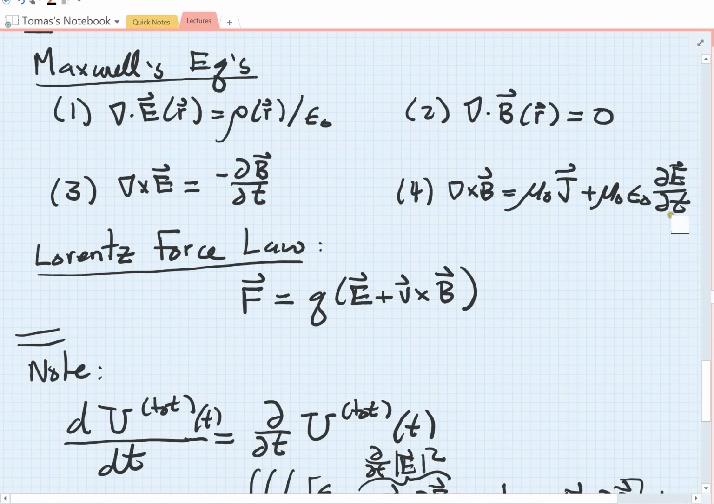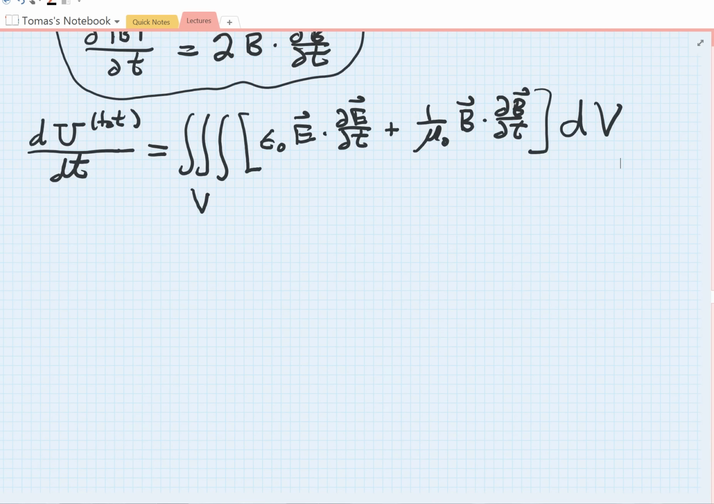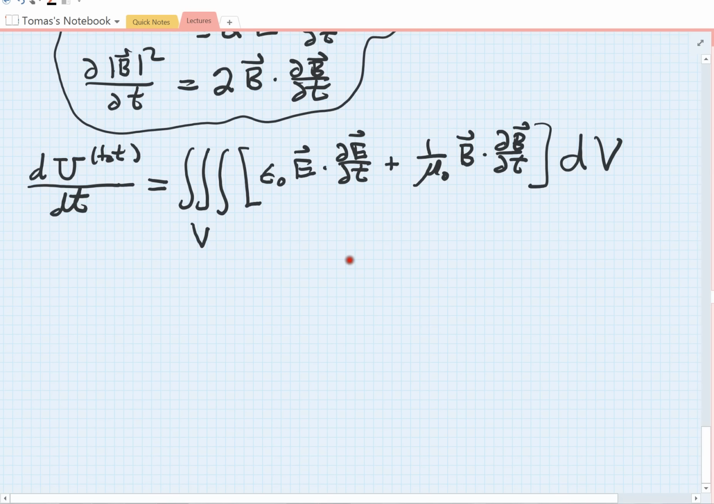Here is the time derivative of the electric field. So I can substitute in for this, right? To solve for dE/dt, for this fourth Maxwell equation, what I would do is subtract mu naught J from the curl of B, and then just divide by mu naught epsilon naught, and that would give me the time derivative of the electric field. So that's what we're going to be substituting in for this first term.